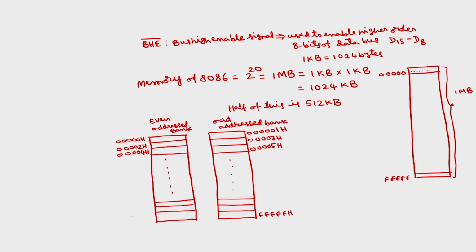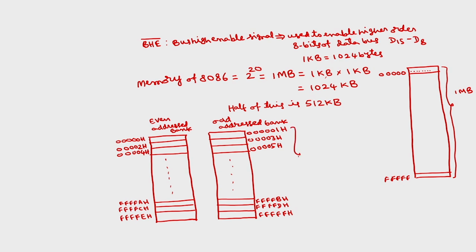The one address before this one is FFFFEH, and the one before this is FFFFDH, and this one will be FFFFCH. This one will be FFFFBH, and this one will be FFFFAH, and so on. So this will contain only the contents of the even addressed locations. This will contain odd addressed locations.